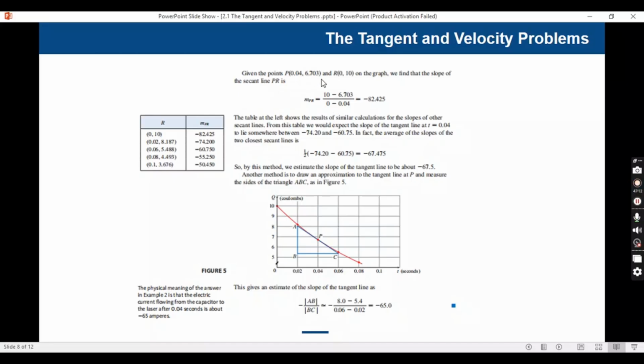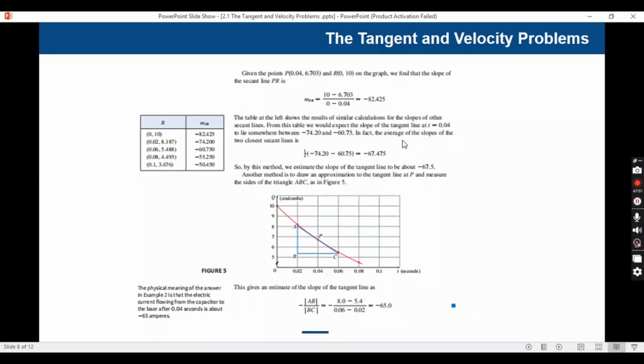So given the points 0, 0 and 10, we find the slope of the secant line PR, and the table at the left shows the results of similar calculations for the slopes of the others. From this table, we would expect the slope of the tangent line at t equal to 0.104 to lie somewhere between minus 74.20 and minus 60.70.